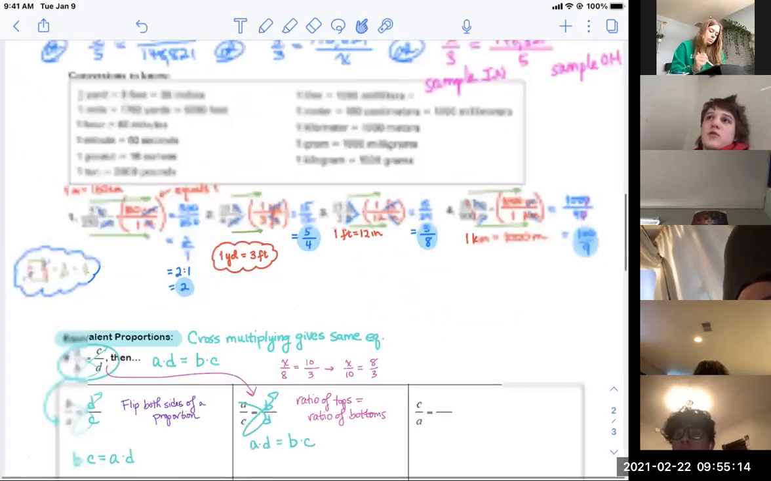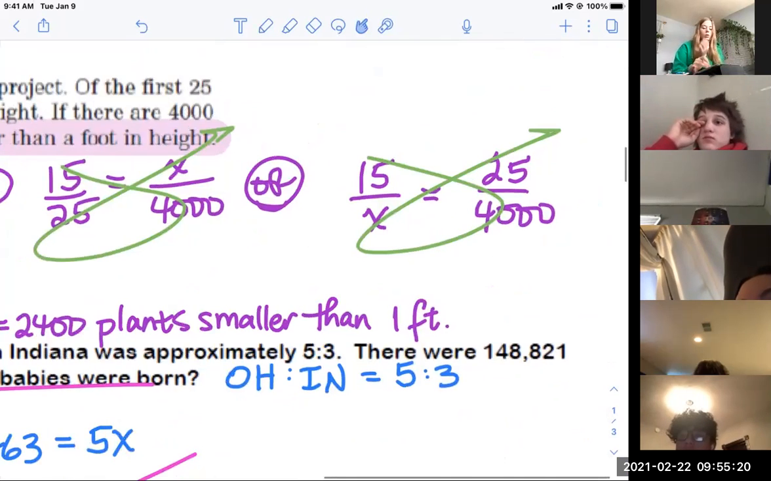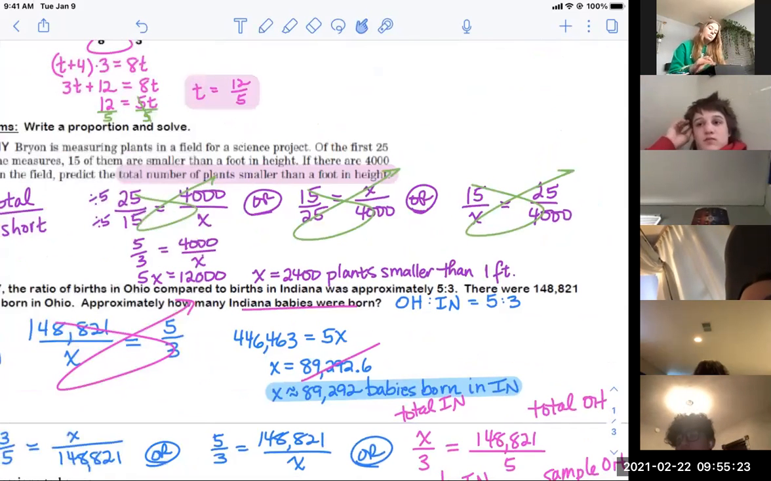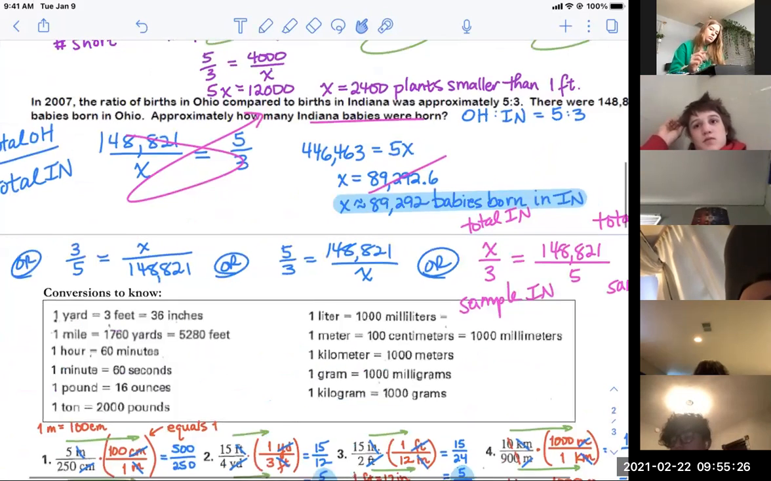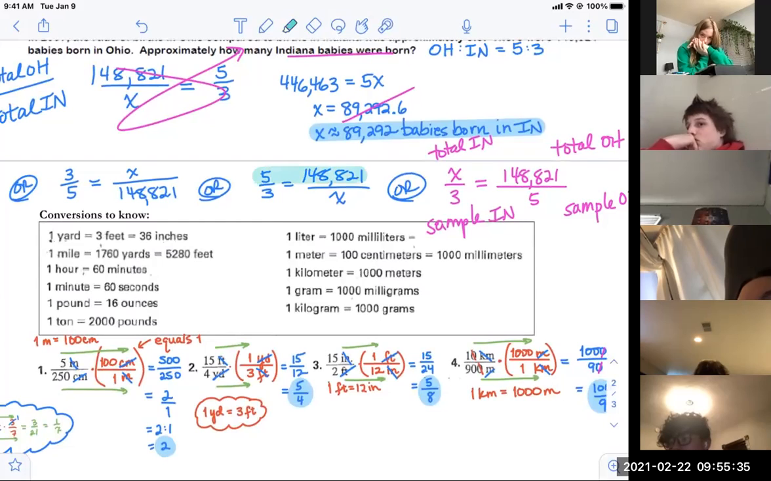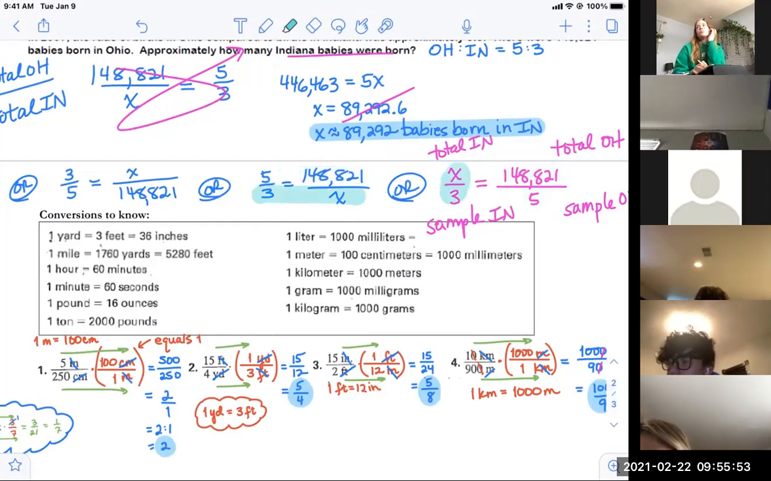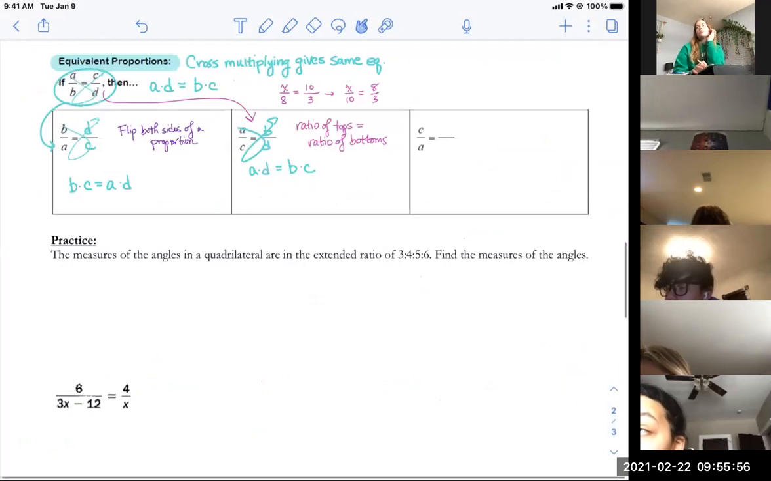Okay, so again, we go back up to this plant one. Not that one. This one. When you compare 5 to 1, from this one to this one, when you compare 5 to 148,821, that's like this. Then you've got to be comparing 3 to x, which is that. But the cross product should be the same.